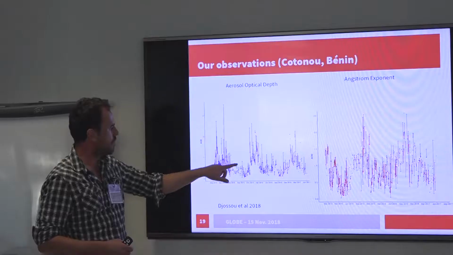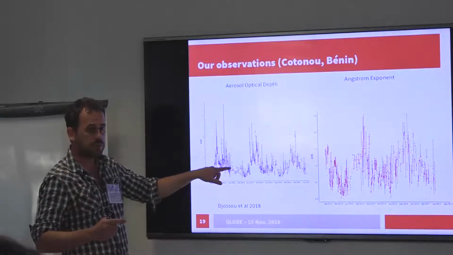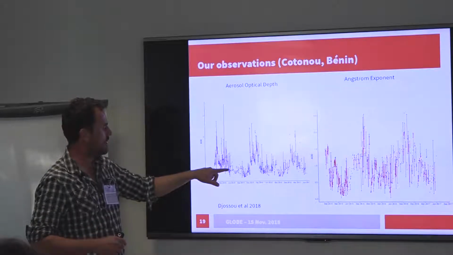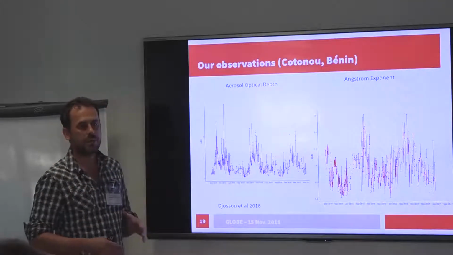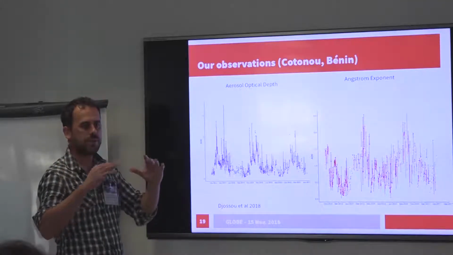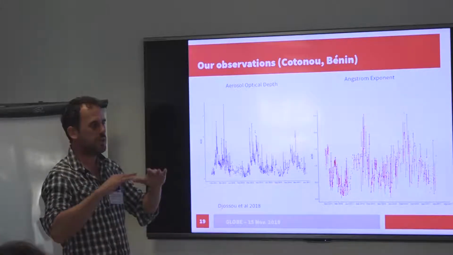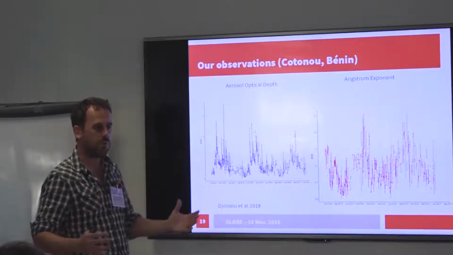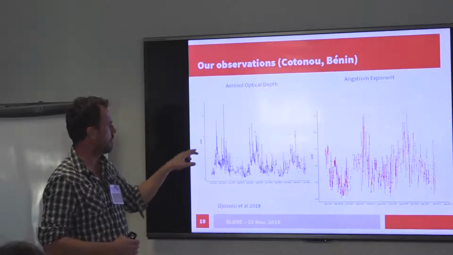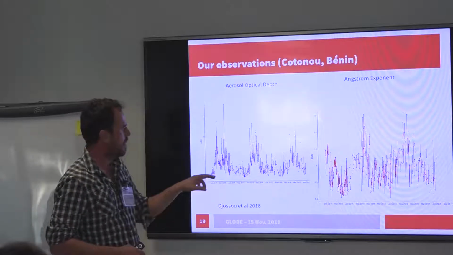While during the wet season, we have fewer measurements because of clouds. We can only measure without clouds. And also because of the rain. The rain is the main phenomenon that scavenges the aerosols. So you have a drop in the number of particles and the drop of any other parameter.